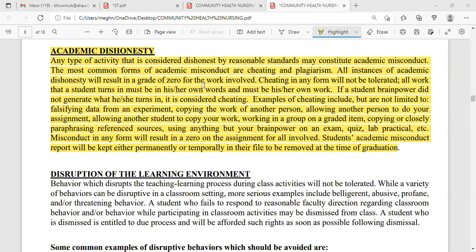Allowing another person to do your assignment, allowing another student to copy your work, and working in a group on graded items, or absolutely copying or closely copying an assignment, are all cheating. Using anything but your brain power on an exam, quiz, lab, or practical is academic dishonesty.